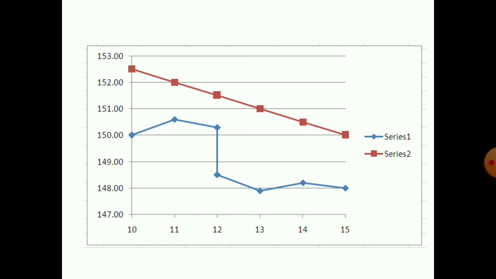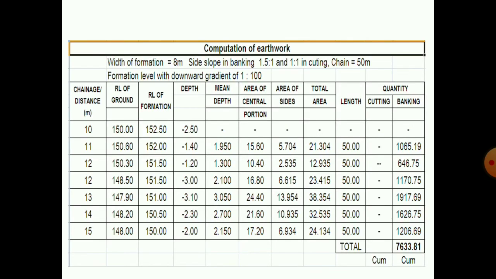Here you can notice that the formation line is well above the ground level and doesn't cross the ground level anywhere. So all the depths you have to calculate are in banking only. If you draw the figure, you can notice the depths are 2.5, 1.4, 1.2 like that. All the depths are in banking only. Then you have to take the mean depth: the average of the first and second, second and third, third and fourth, like that. So the area of the central portion will be B into dm and the area of the sides will be S D square.